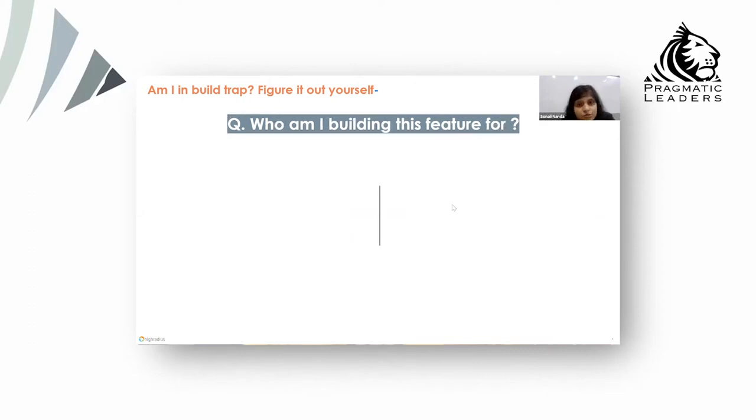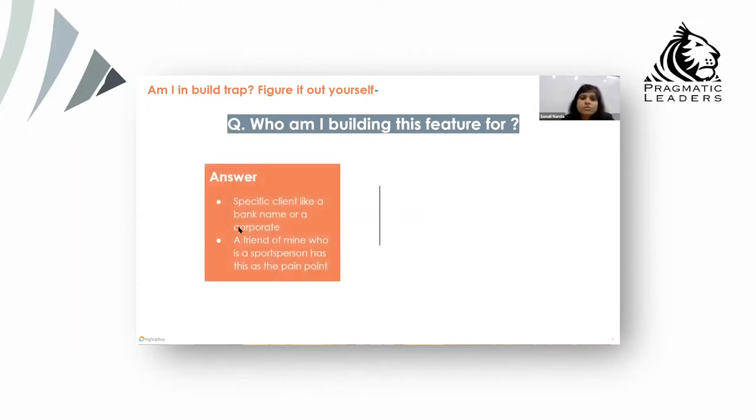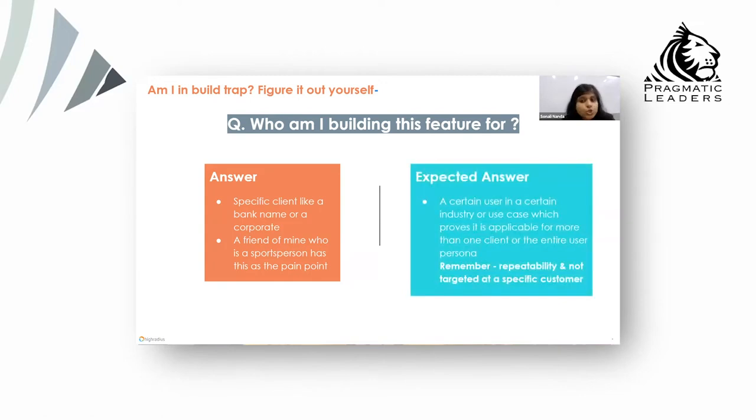The second checkpoint: who am I building this feature for, right? Very easy question, right? And your answer might be also a good one, like a specific client or a bank or a corporate or a friend of mine who's a sports person I know has this pain point, and hence I'm resolving this issue or I'm bringing up this discovery into life. Okay, awesome. But this is also a possibility of a build trap because you might not have done enough investigation, and maybe these users or customers you have talked to are just one-offs, and they are becoming a product manager here and telling you what they want, right? So who am I building this feature for has to be a little bit more certain. Are you sure that a certain user in a certain industry will surely use it, or do you have a use case which you feel is applicable for more than one client or the entire user persona, right?